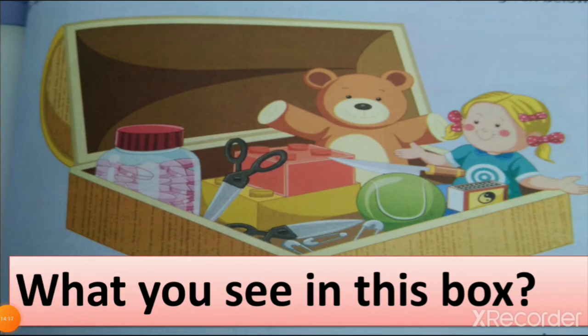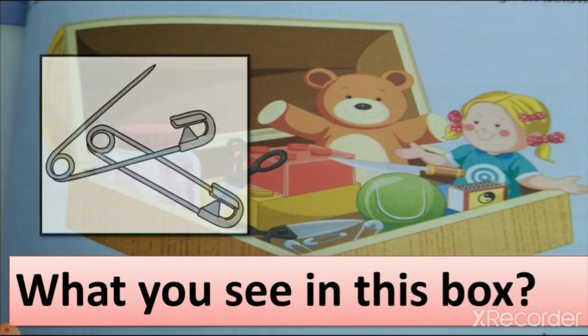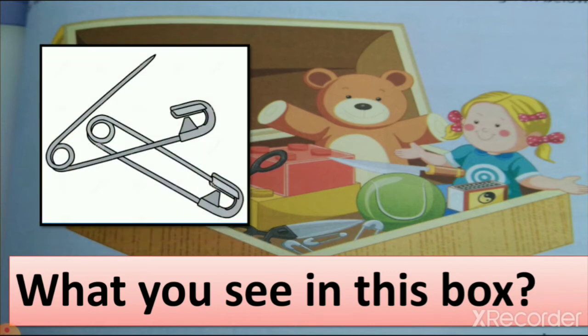So what is left now? We already saw the picture of medicines, teddy bear, blocks, ball, doll, matchbox, and knife, right? So what is left here? Small thing, silver color. Yes, it is safety pin. Now let's see here the picture of safety pin which we use to tie our clothes, right? So it is safety pin. Now whether it is good for you or bad for you, we learn in this lesson, right?